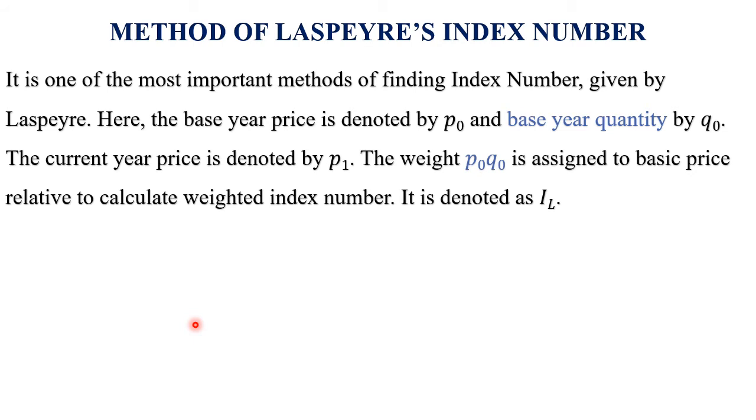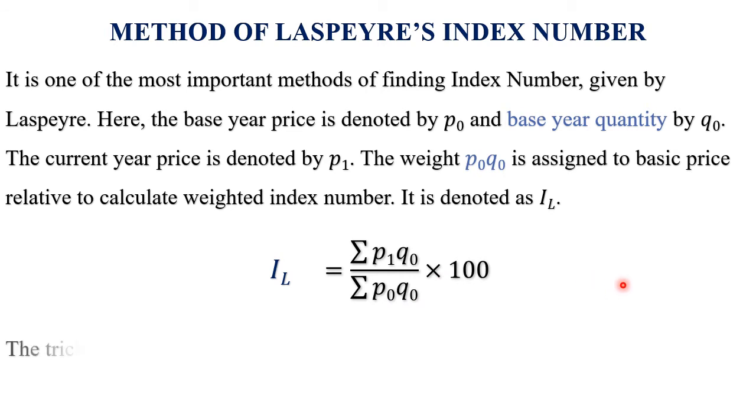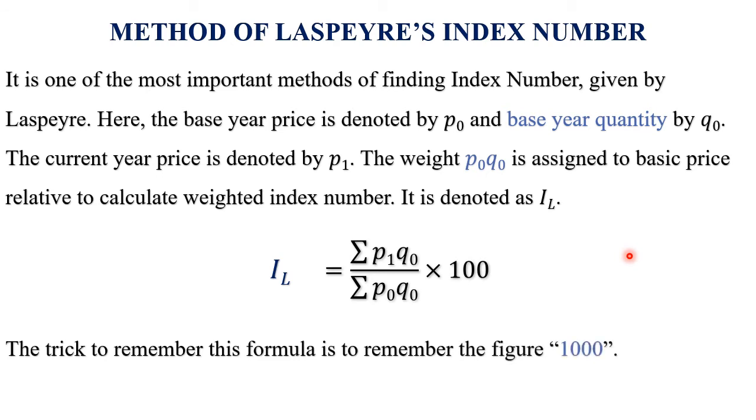Do you remember the price relative which we calculated in the very first tutorial, that is P1 upon P0? The weight P0 Q0 is assigned to that P1 upon P0. That means P0 Q0 is considered as W, the weight, in this kind of index number. So when you multiply P0 Q0 to the numerator and the denominator of P1 upon P0, just imagine what you get. That gives the index number formula. The Laspeyres index number, denoted by IL, is summation P1 Q0 upon summation P0 Q0 multiplied by 100. The trick to remembering this formula is to remember the figure 1000.